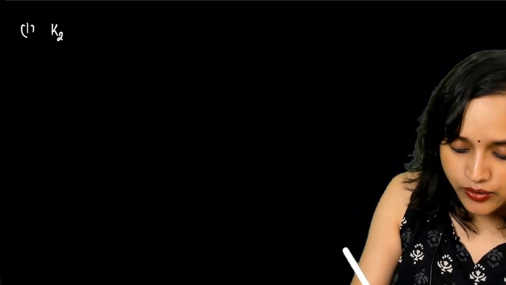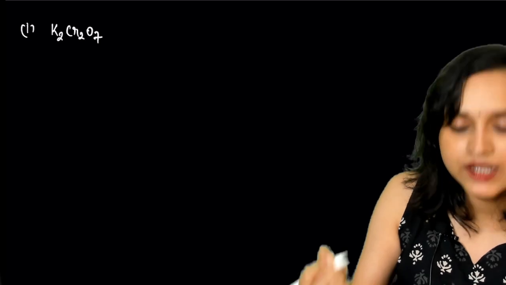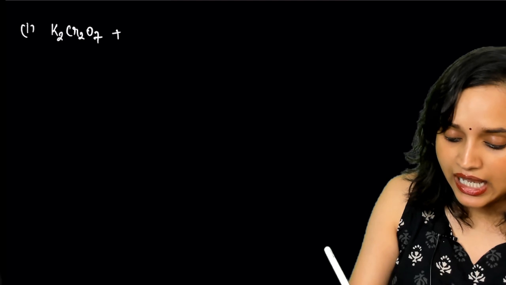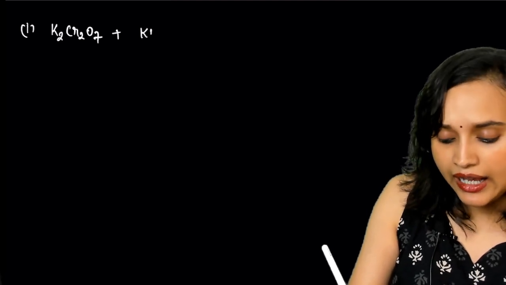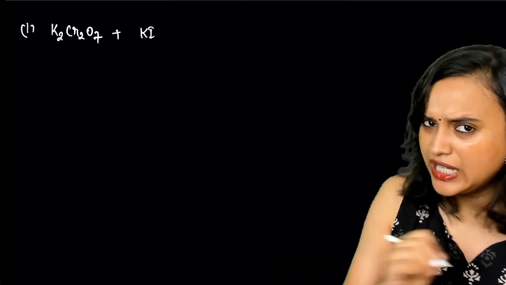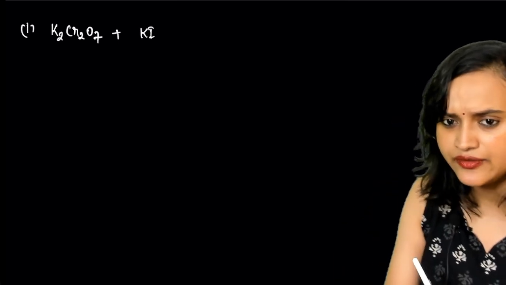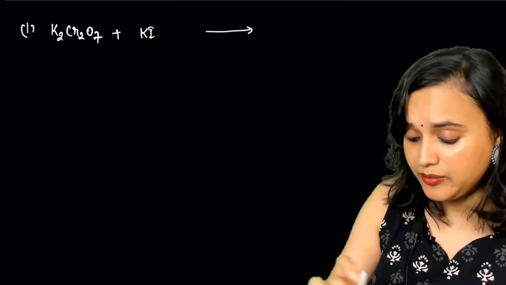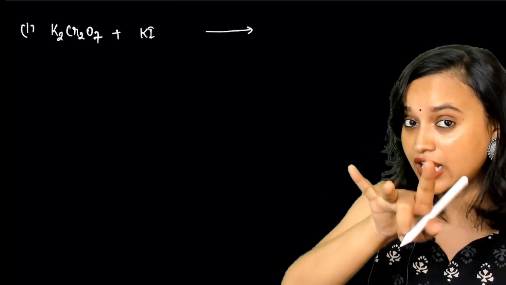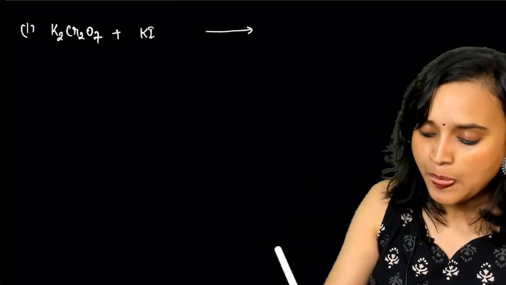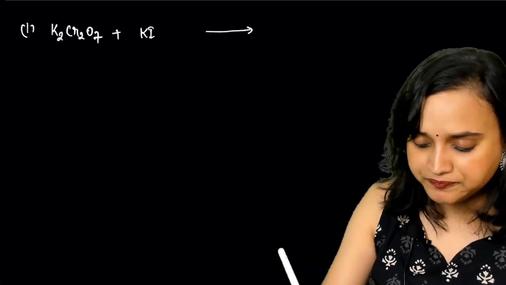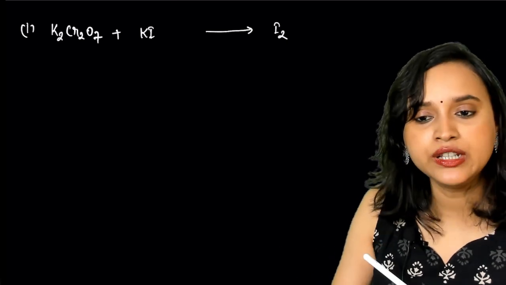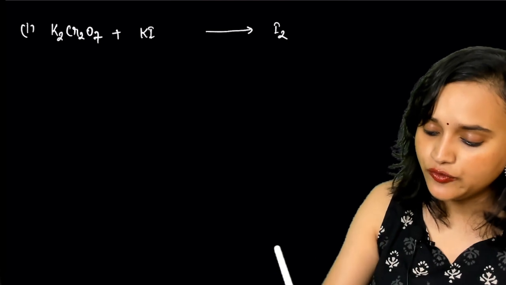So number one, what are you going to take? You are going to take K2Cr2O7. This, when it reacts with KI, let's say, so it is going to be I minus. Do you understand this? Yes, we have KI. And now I'm going to leave a little bit of space because I also have to add H plus ions and everything. Now it is going to form what? It is definitely going to form I2 here.